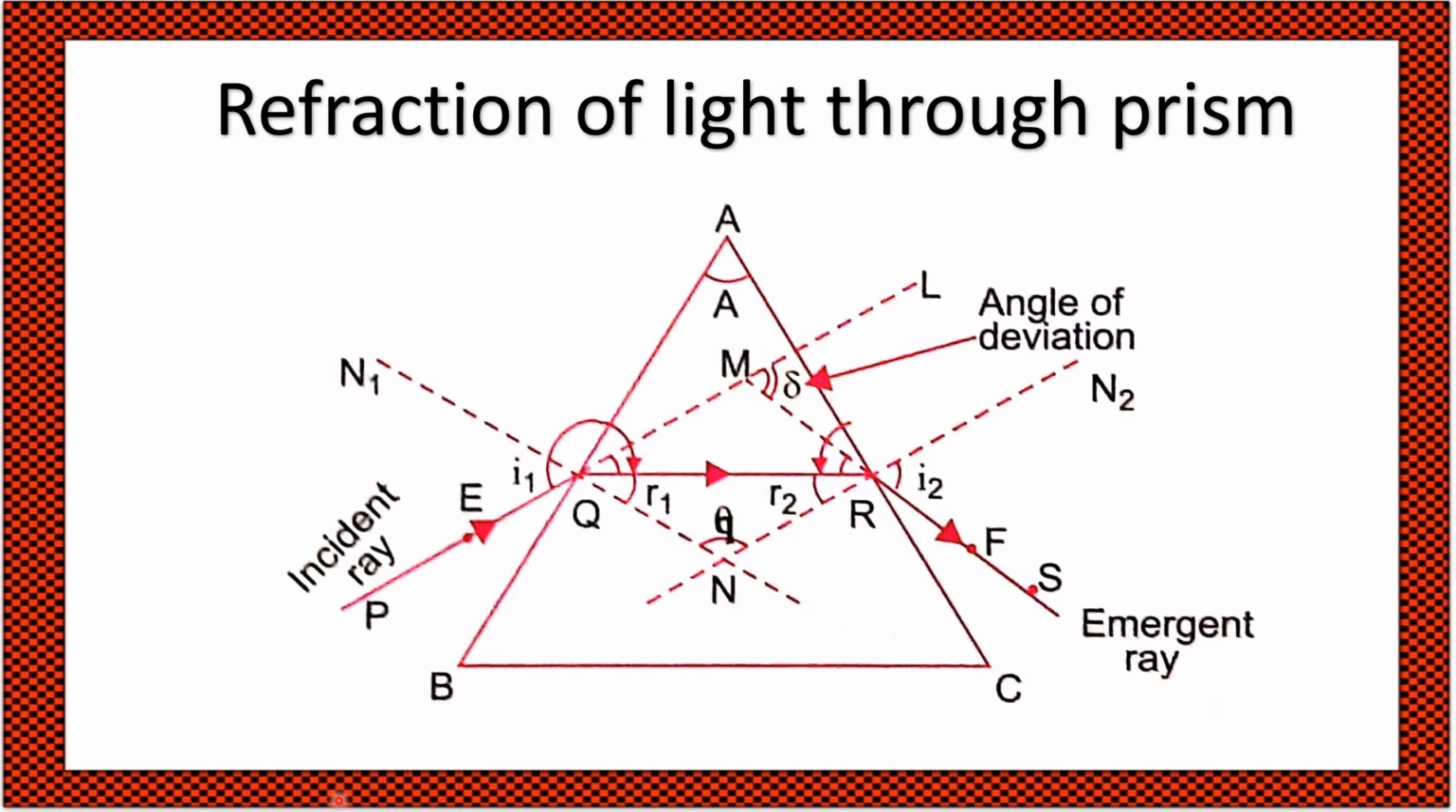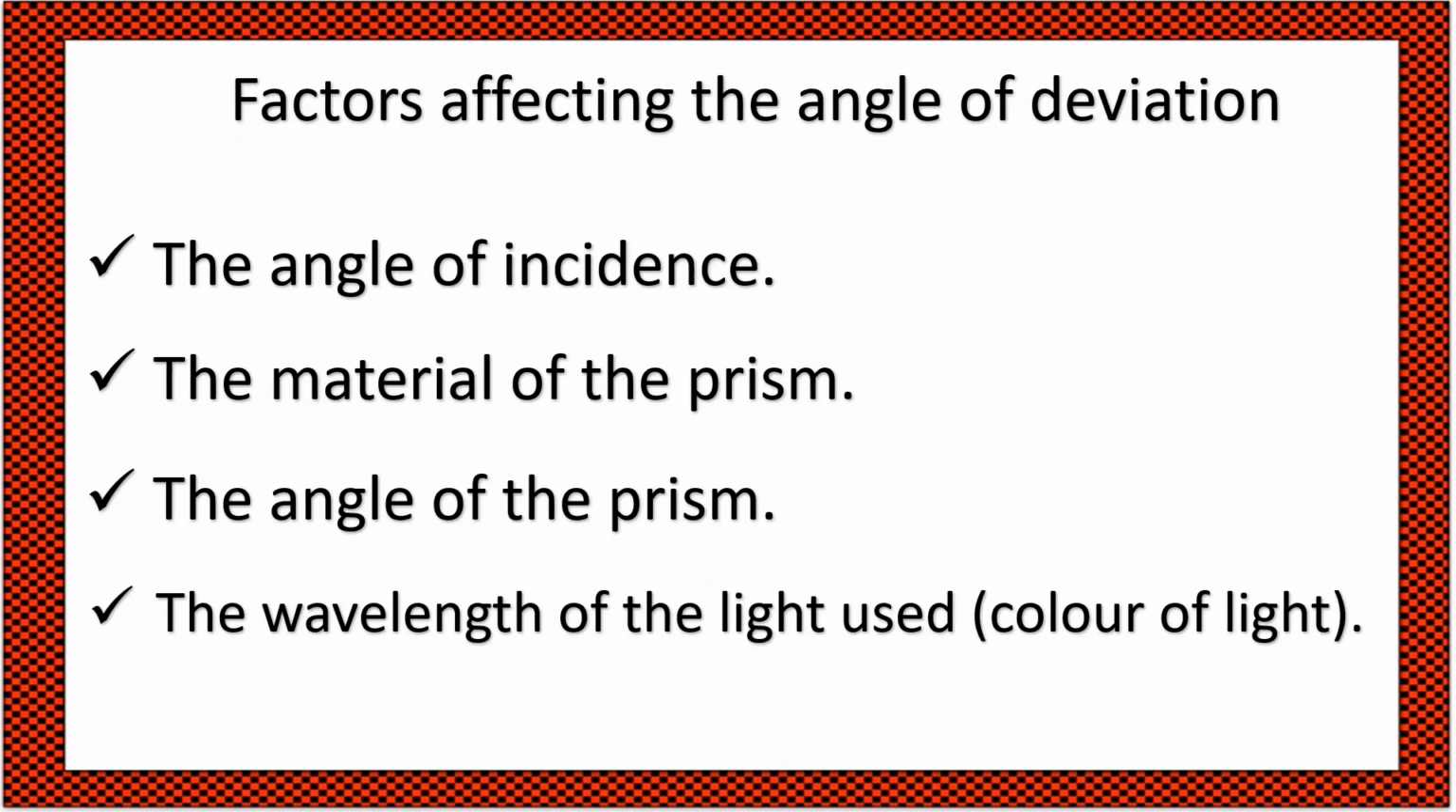The angle LMR, which is the angle between the incident ray PQ produced forward and the emergent ray RS produced backward, is called the angle of deviation. So this delta is known as the angle of deviation and it is denoted by delta. The value of the angle of deviation, or the deviation produced by a prism, depends on the following factors: the angle of incidence, the material of the prism, the angle of the prism, and the wavelength of the light used, or we can say the color of the light.